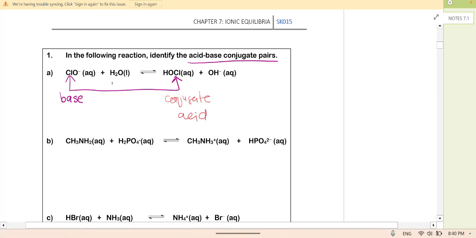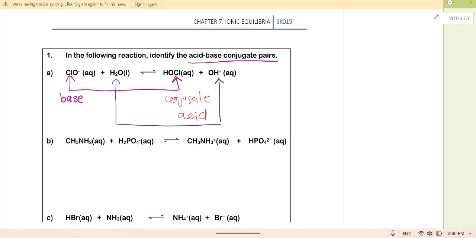Okay, so we have water. Water is the one that donates the H+, so water in this case is an acid. The product will be the conjugate base. So in the equation, we have acid and base. At the same time, the product from the base will be the conjugate acid, and the product of the acid will be the conjugate base.